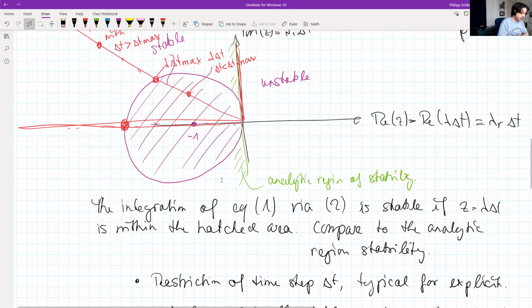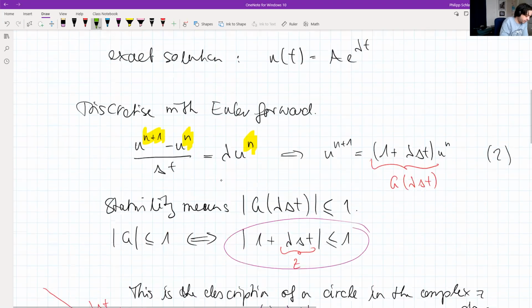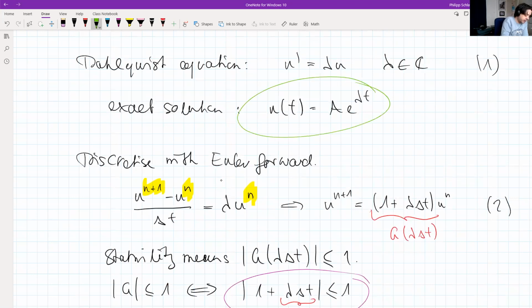Well, it means that there is a difference between the green hatched area, which would be the whole left half plane. The whole left half plane would be analytically stable in the sense that any lambda that I choose that has a negative real part is analytically stable, essentially meaning that it leads to an exponentially decaying exact solution. This you can see from here. So as soon as lambda has a negative real part, it would lead to an exponentially decaying solution, which in our definition of stability would mean it is stable.